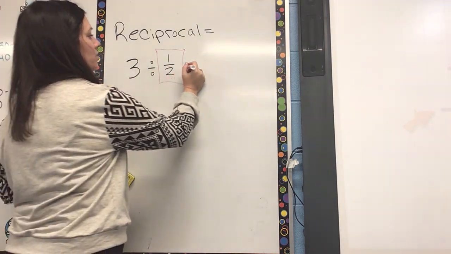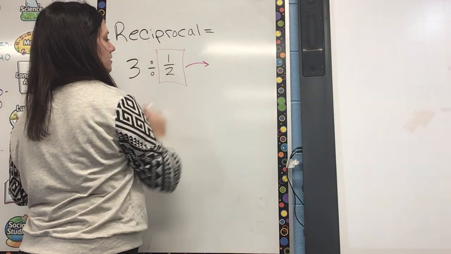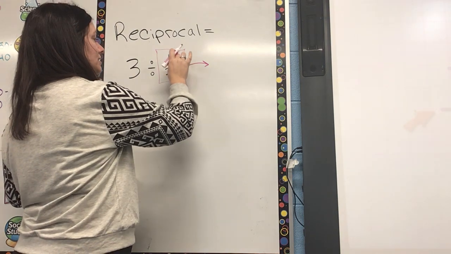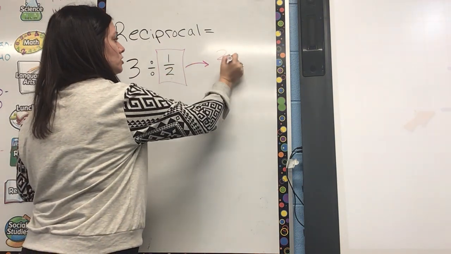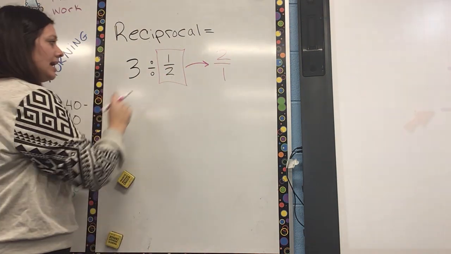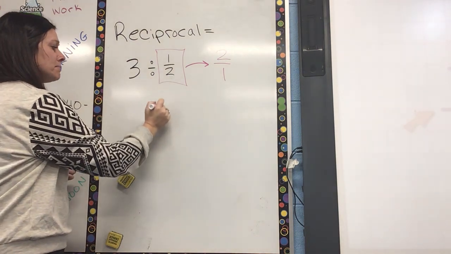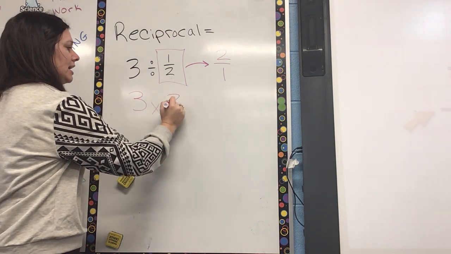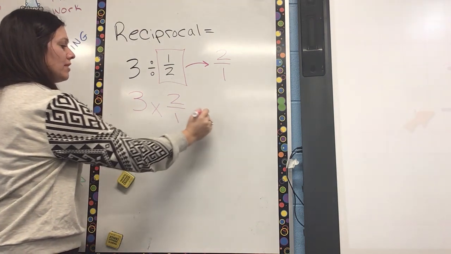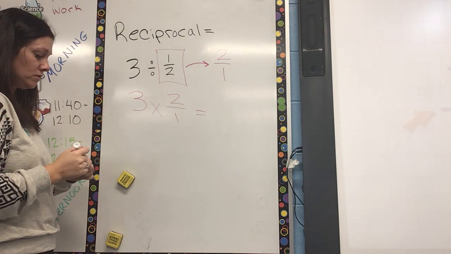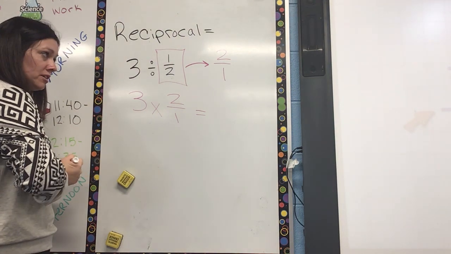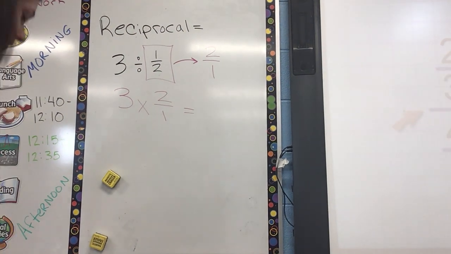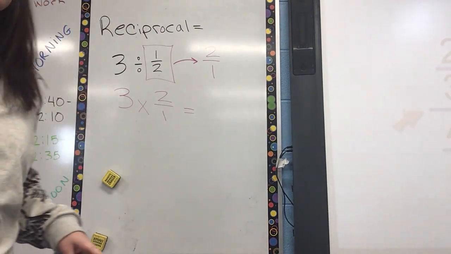To find the reciprocal, then, I do what to it? Not multiply. I switch them. I flip them. So instead of 1 over 2, I put 2 over 1. And now instead of divide, I can put my multiply symbol. So my new problem, 3 times 2 over 1. And then I solve. So we are never going to actually divide fractions. We will find the reciprocal and then multiply. Let's actually work some out.